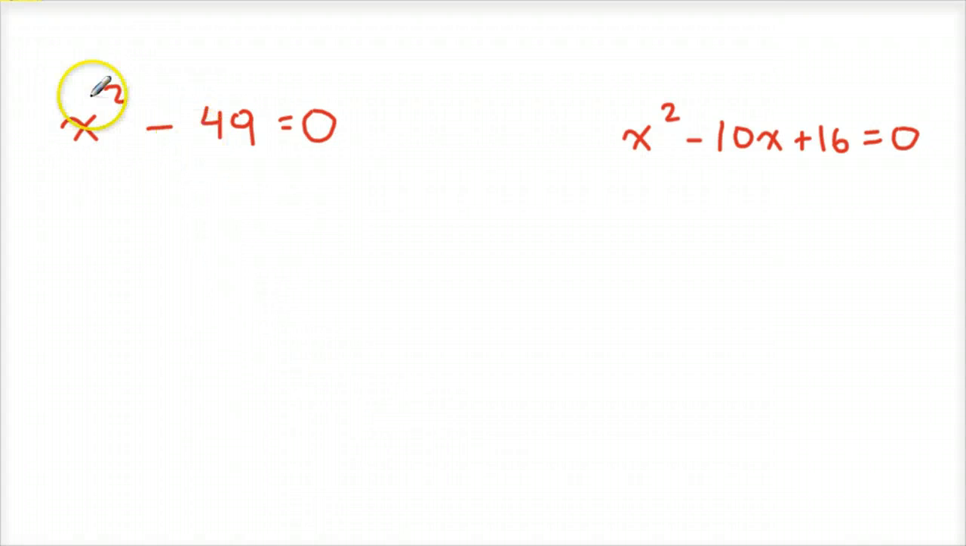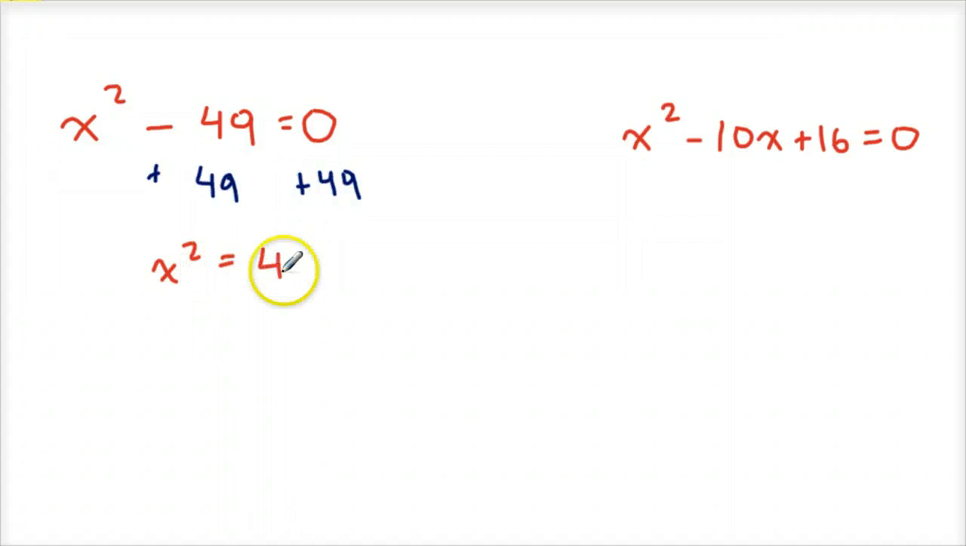Let's do a couple more. Here are ones with square roots. Both of these, you'll notice I have squares, but there's going to be a different way to approach solving each one. Over here, it's pretty easy to isolate our variable, right? I'm just going to add 49 to each side, and I'm going to be left with x squared equals 49.